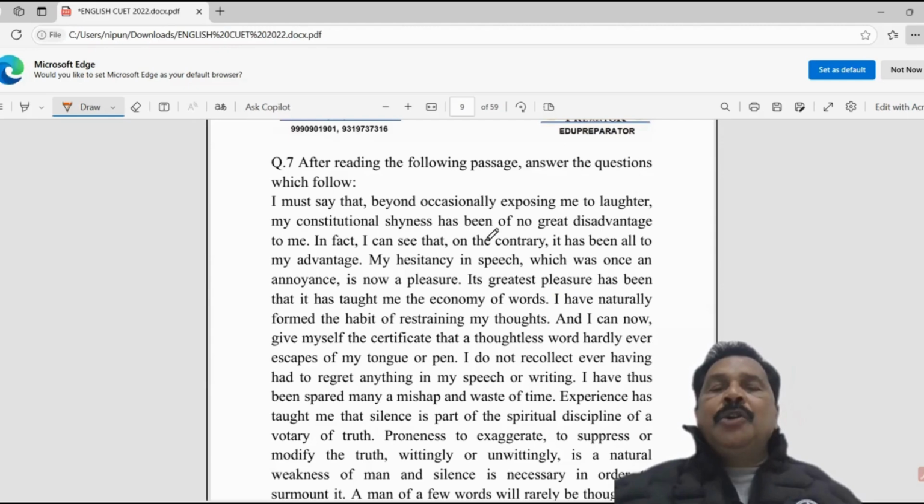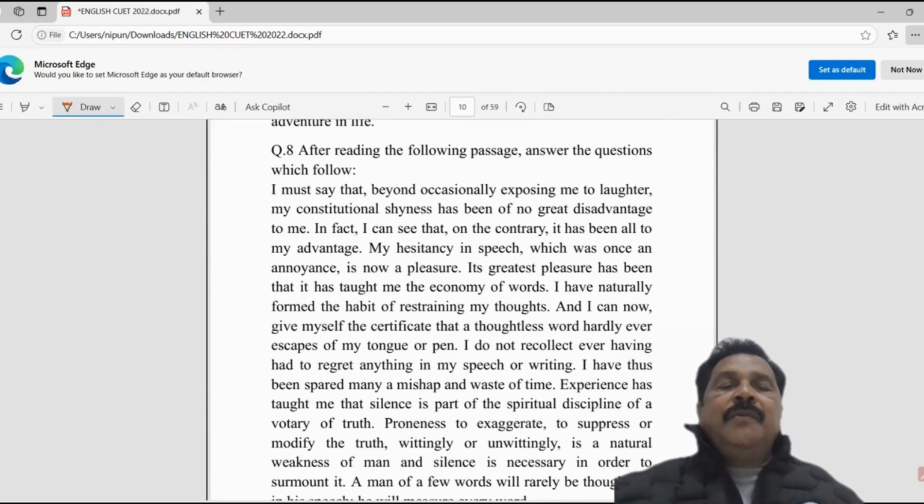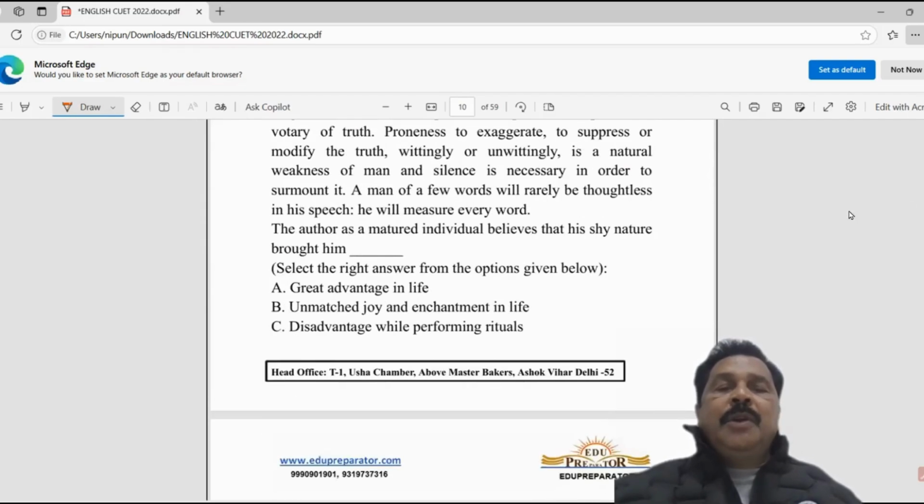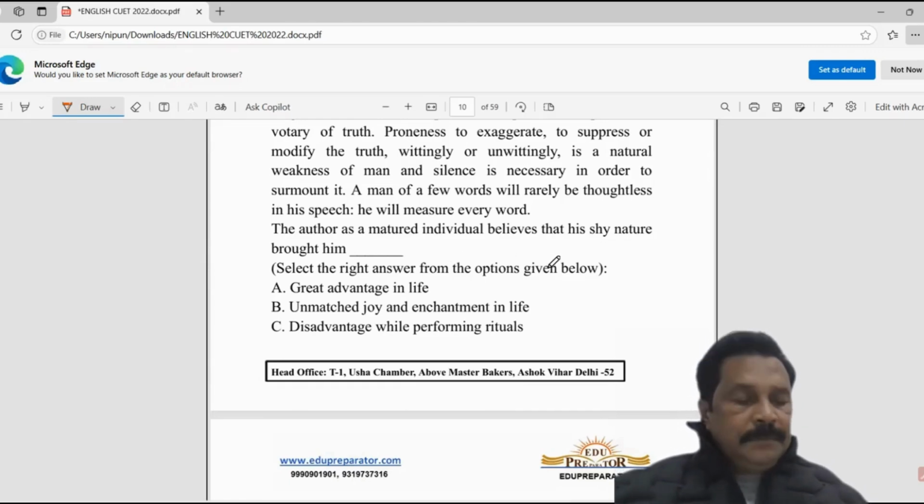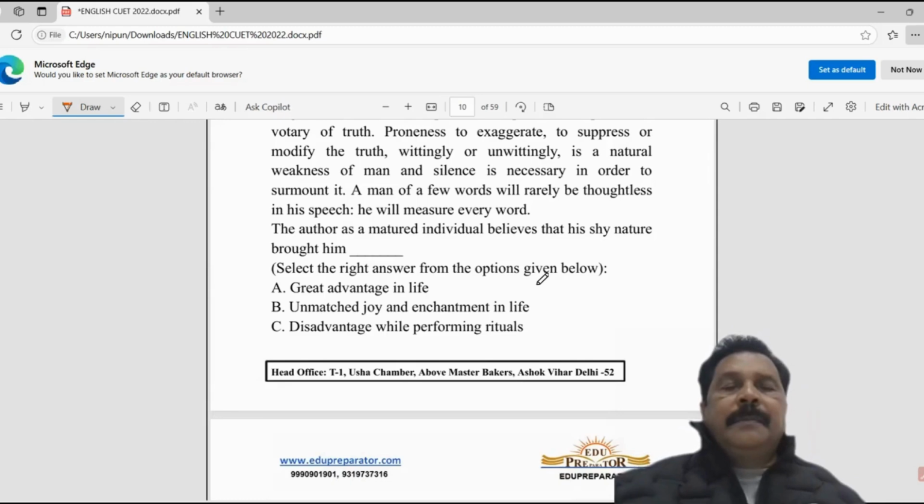I must say that beyond occasionally exposing me to laughter, my constitutional shyness has been of no regret or disadvantages. It is going on speaking about this, and already we have seen the first question. Now the second one is, the other matured individual believes that his shy nature brought him. Select the right answer from the options given below. Number 1, great advantage of life.